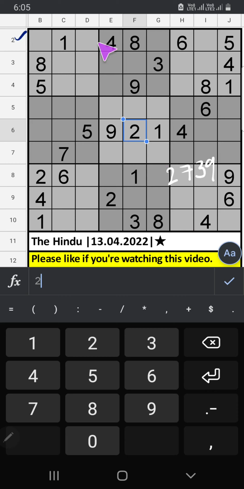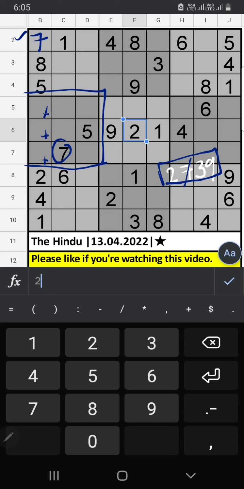Second row, 4 numbers are remaining: 2, 7, 3, 9. Fourth grade. We have 7, so 7 can't come in these cells. Then 7 is confirmed here. Then only 3 numbers are remaining.